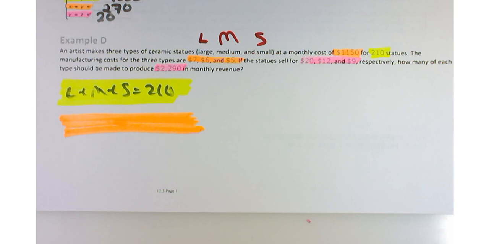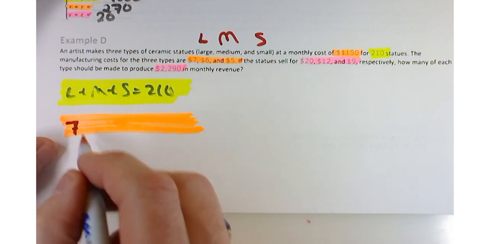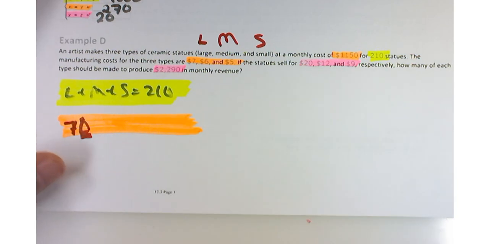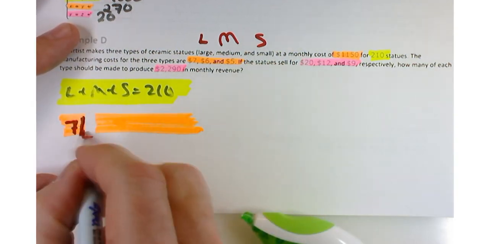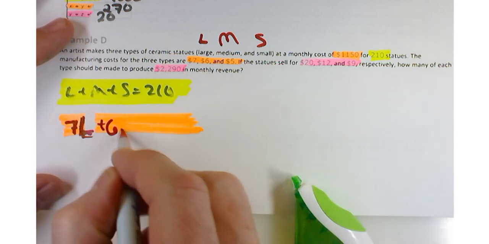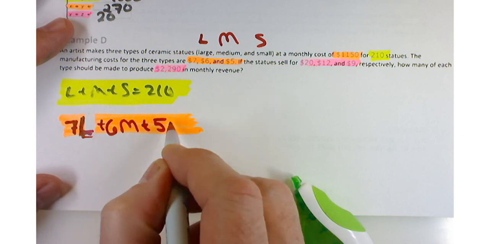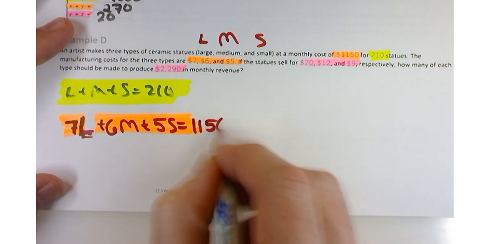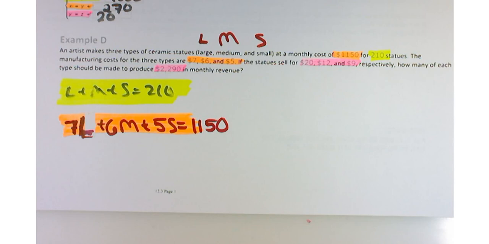What are the things that contribute to our monthly cost? How much does it take to make a large statue here? $7. So what should I write here? 7L. Yeah, 7L, thank you. 7L plus what else? 6M plus 5S. And what's that going to equal? 1150. So we've got our cost, we've got the number of statues.